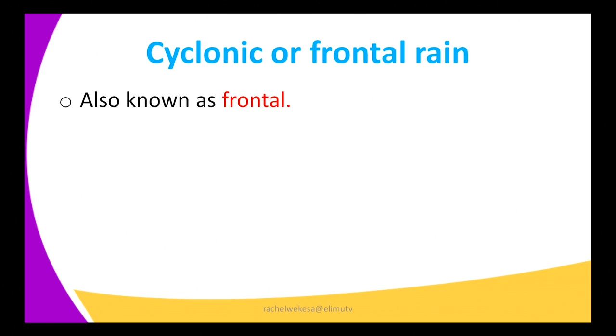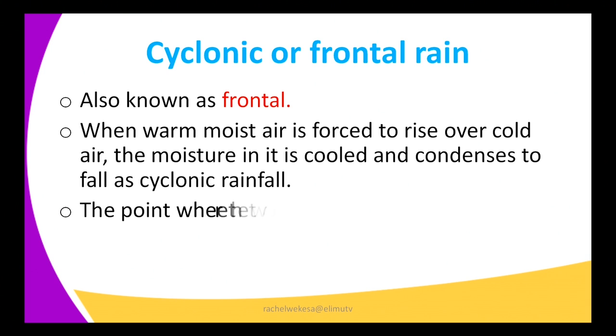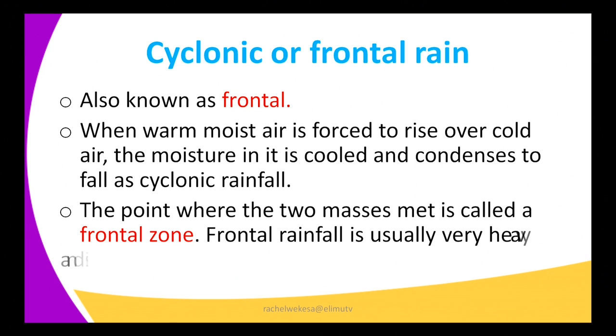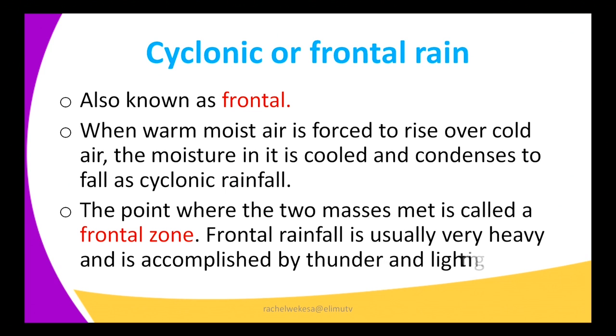We go to the next type of rainfall, that is the cyclonic or frontal rainfall. It is also known as frontal. As we progressively go to our next slide, we will see why it is called frontal rainfall. So when warm, moist air is forced to rise over cold air, the moisture in it is cooled and condenses to fall as cyclonic rainfall. The point where the two masses meet is called a frontal zone. So we have a point where there are two masses of air meeting, that is the warm, moist air and the cold, moist air. Where they meet is called a frontal zone. Frontal rainfall is usually very heavy and is accompanied by thunder and lightning.